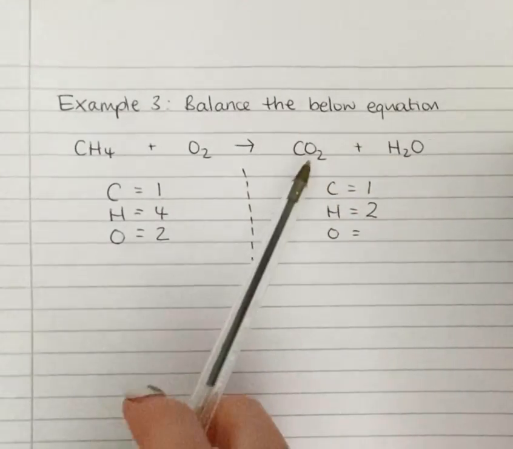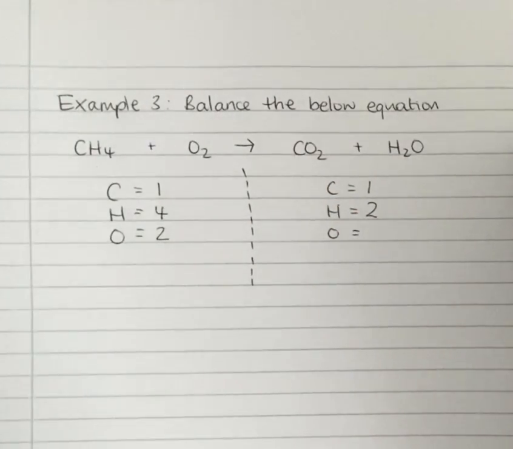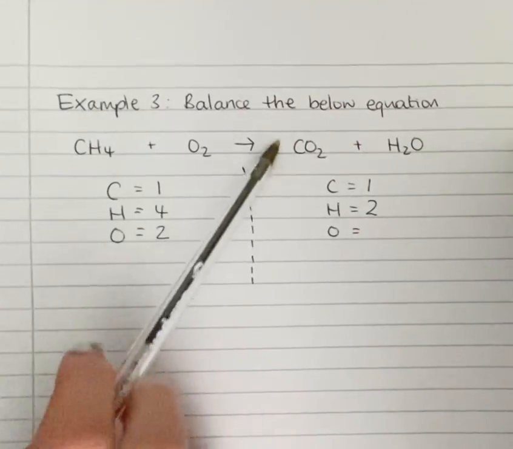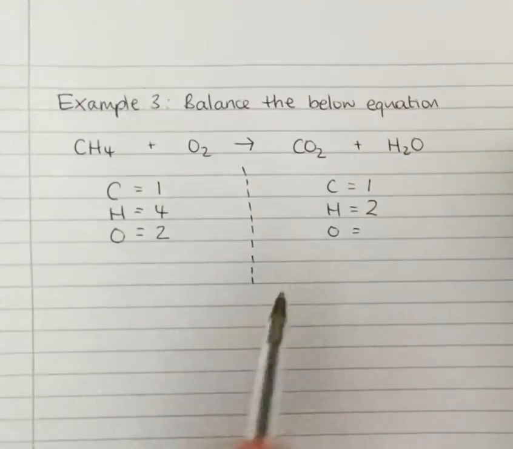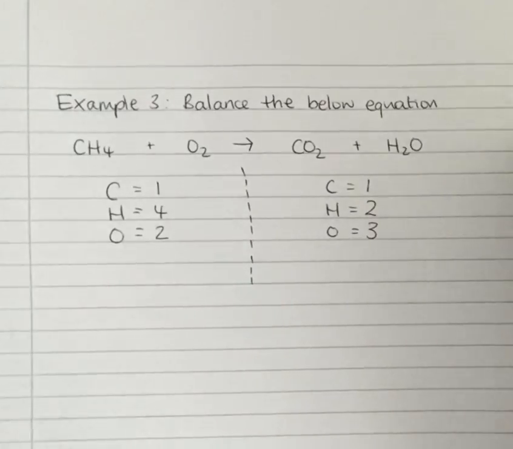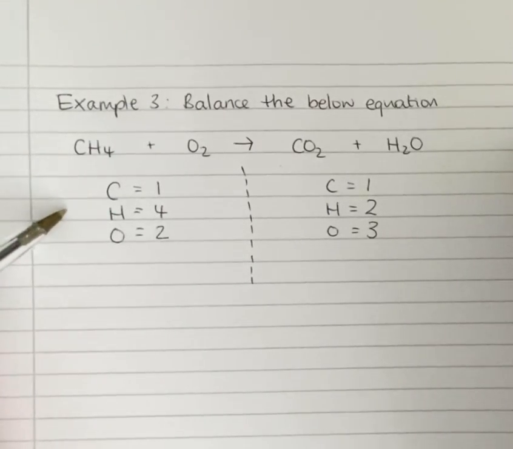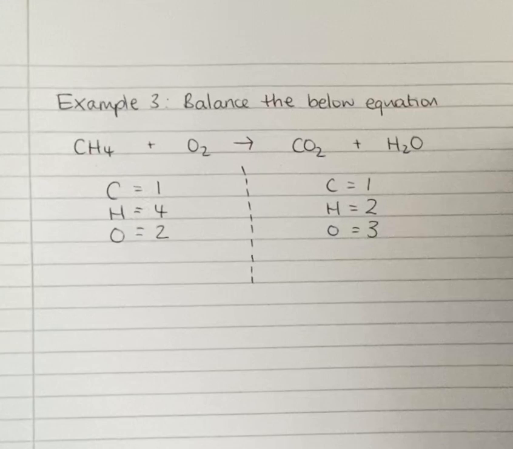Now the oxygen is across both of our product molecules, so we need to total that. So there's 2 here and 1 there. So in total we've got 3 oxygen atoms. Now you can see straight away your carbons are balanced, but the hydrogen and oxygen are not.